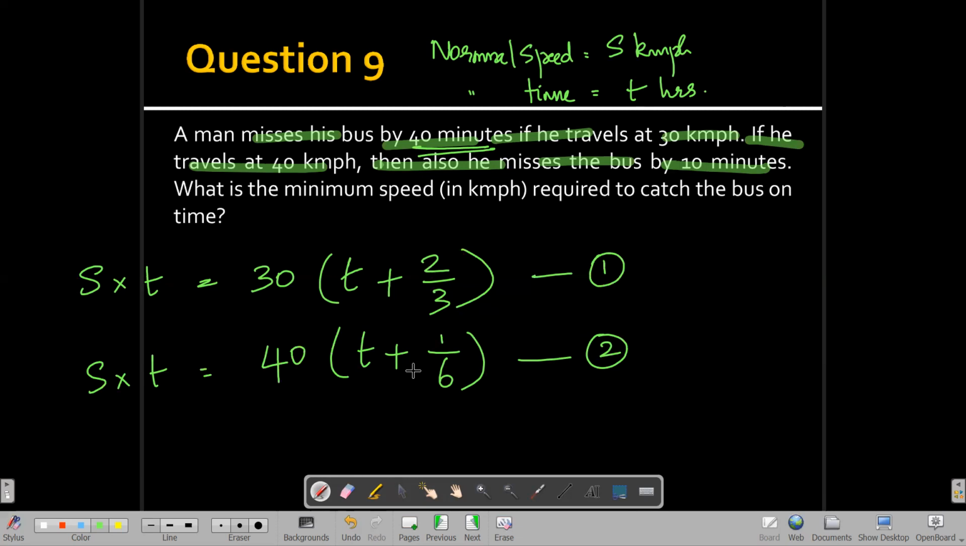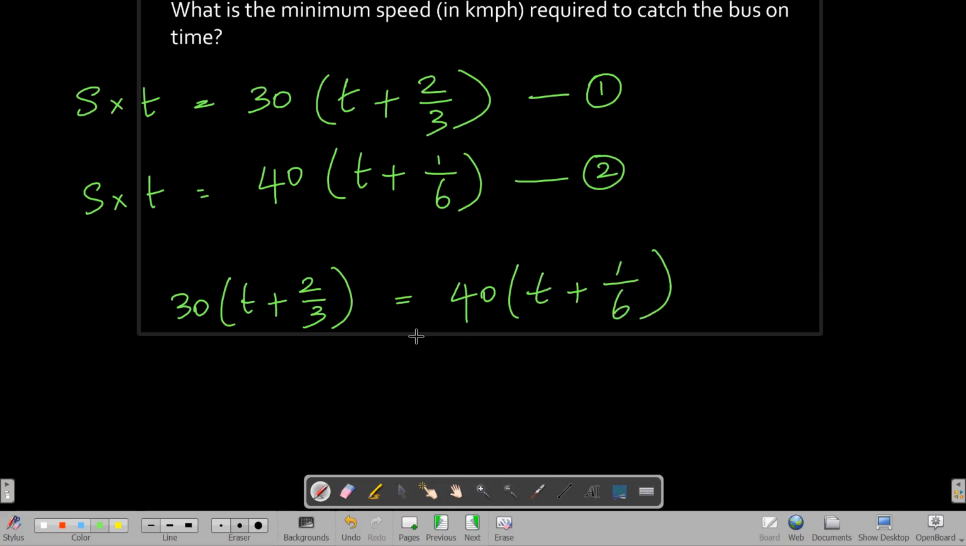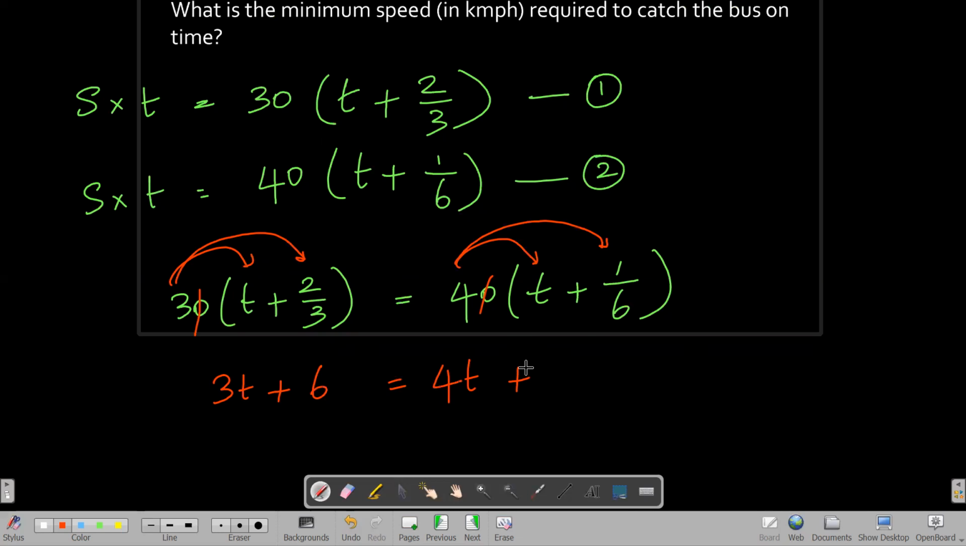From 1 and 2, it is now easy for me to equate 30 into t plus 2 by 3, the right hand side of this equation, equal to 40 into t plus 1 by 6. Here we can cancel a 0, no problem. Let me now expand this. So this gets you 3t plus 3 2s are 6, equal to 4t plus 4 into 1 by 6. That is as good as 2 by 3.